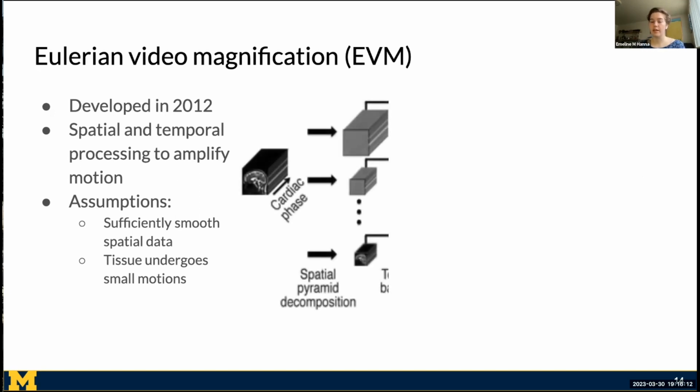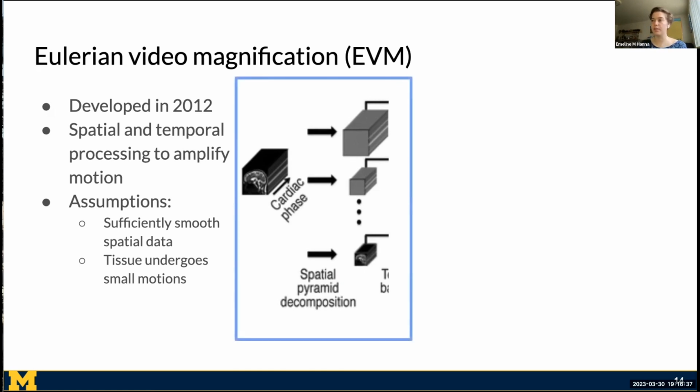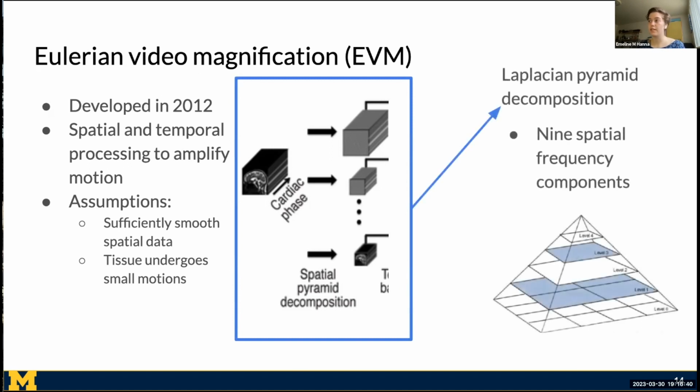So first, the brain images from each cardiac phase are spatially decomposed. You use cardiac gating to obtain your MRI, so you know what part of the cardiac cycle the different images are from, and then you spatially decompose those using your Laplacian pyramid. And they use 9 spatial frequency components. Although this wasn't explicitly stated in the paper, I think that these spatial frequencies are coming from the Fourier analysis of the MRI, which was described on the previous slide.